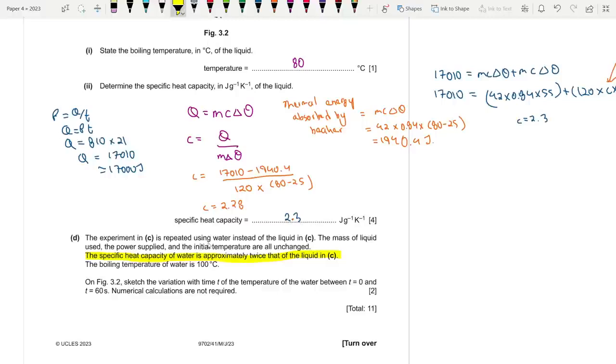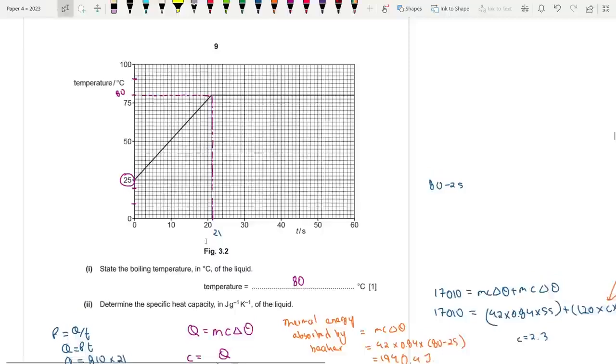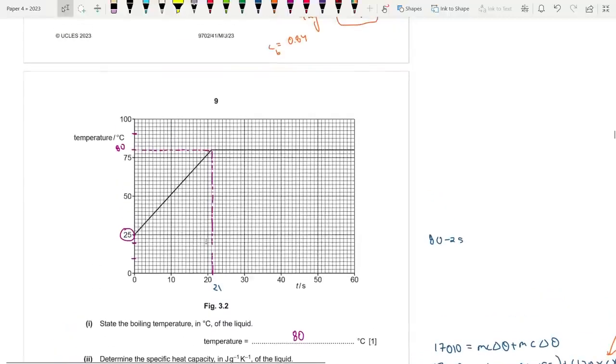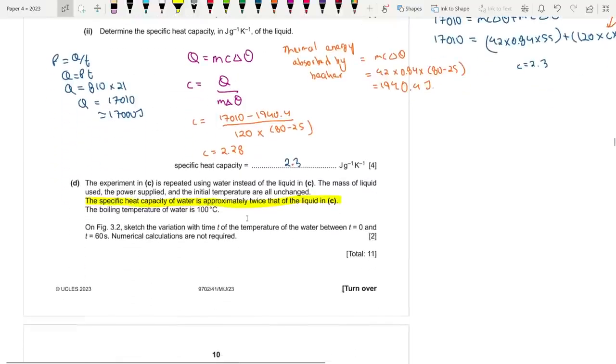Okay, so if you have a higher heat capacity, that means you require more heat. Higher heat capacity means more heat is required to increase the temperature. So that actually leads to a flatter gradient. And flatter by how much exactly? Since it's twice, that means the gradient will become half.